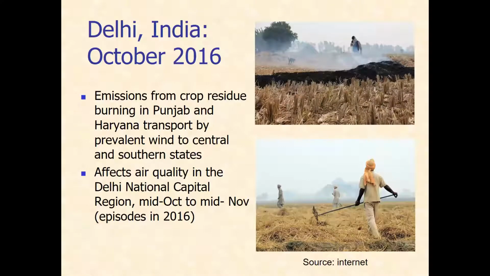So in Delhi, in India, I know nowadays it's burning, but this was actually a huge episode in October 2016. The burning of crop residue in Punjab and Haryana was transported to central and southern states of India and affected air quality around Delhi in the period from mid-October to mid-November, and we had a huge episode in 2016.